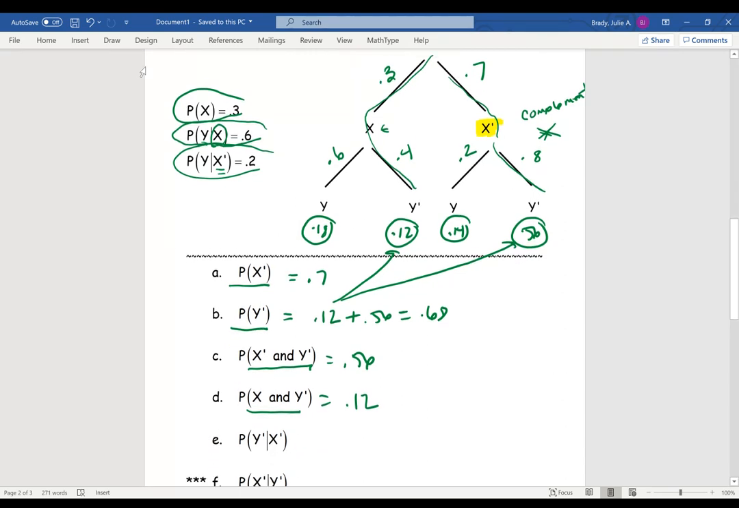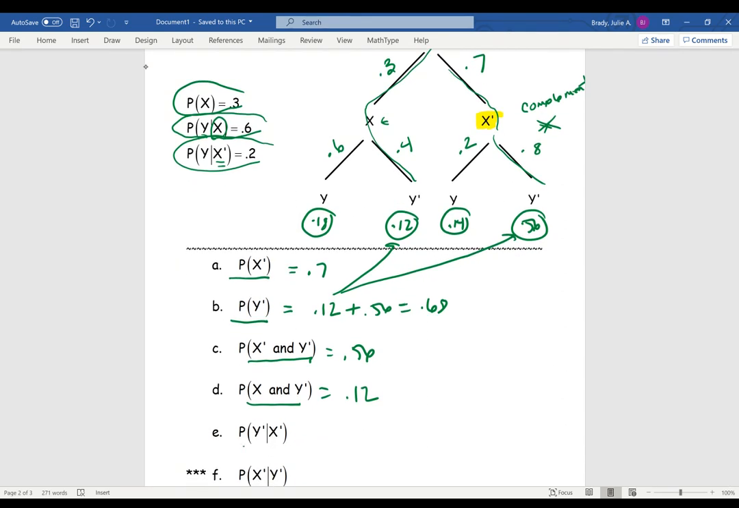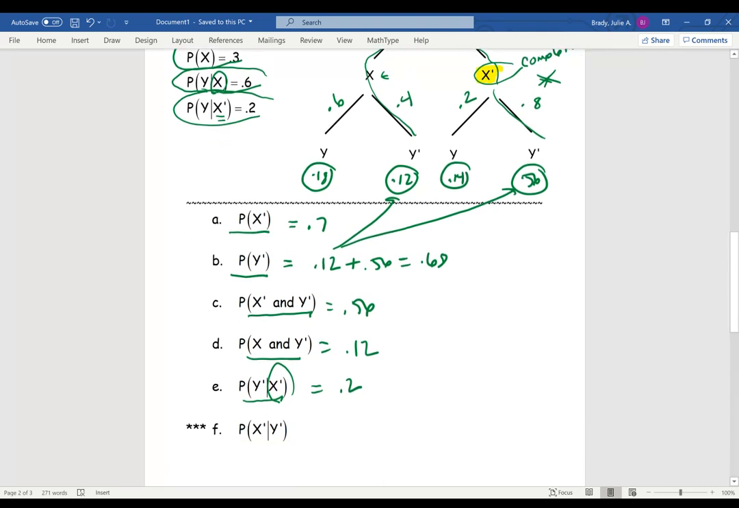Now let's go with the conditional. The chance that y happened knowing that x prime happened means we're at this branch. And if we're at that branch, there's a 0.2 chance we slide down to get y. Okay, now here's the big idea. It's the new one. We want the chances that x prime happened knowing that y prime happened. So we're kind of looking backwards. We kind of have the end results and we know that y prime happened.